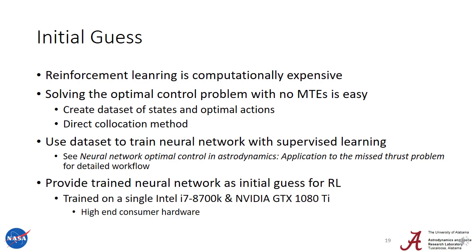But now that we can use that initial neural network, which I'm going to call the baseline neural network, we can provide that as the initial guess for the reinforcement learning agent for the stochastic problem. And that allows us to train all of our models on high-end consumer hardware instead of supercomputing power, which you'll often see in reinforcement learning problems.